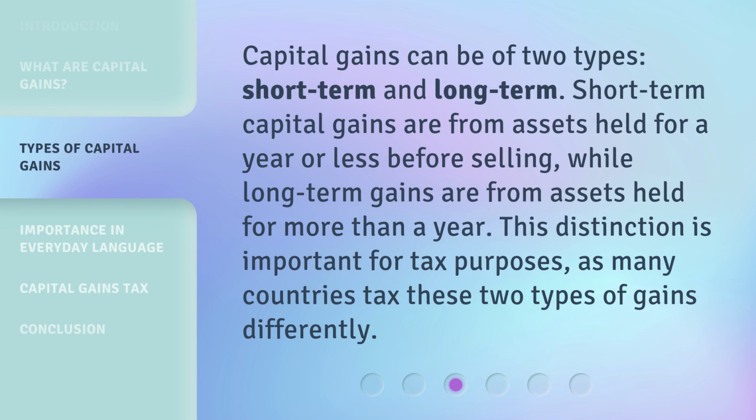Capital gains can be of two types, short-term and long-term. Short-term capital gains are from assets held for a year or less before selling, while long-term gains are from assets held for more than a year. This distinction is important for tax purposes, as many countries tax these two types of gains differently.